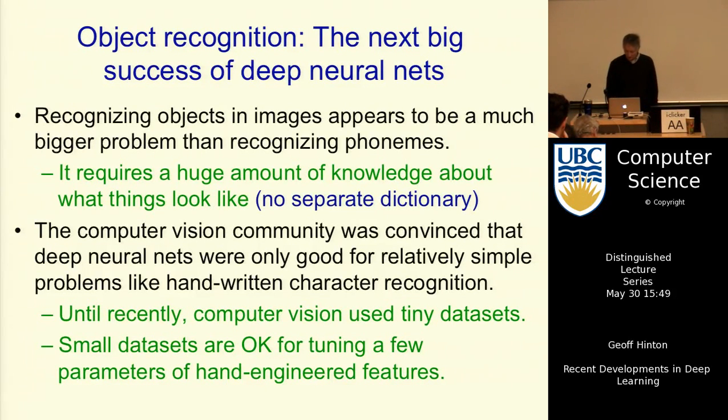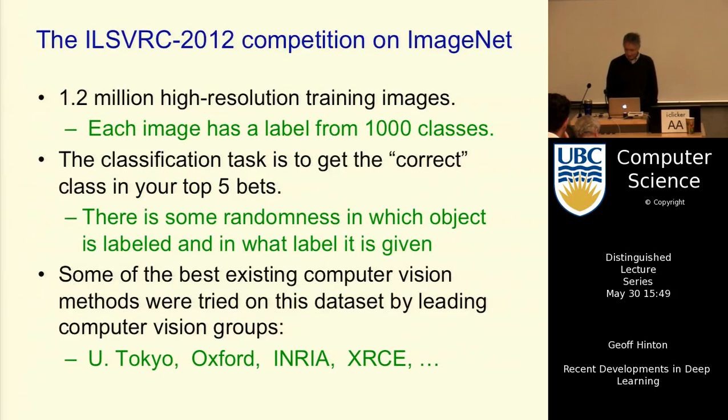But eventually they produced big data sets. And so they produced a data set with 1.2 million high-resolution training images. And the task is to identify 1,000 different object classes. Each image has been labeled. Now, the images contain several things, so you can't necessarily tell what label it's going to have. So the rules of the game are you get to give 5 bets. And if the label that a person associated with the image is in your top 5 bets, you win, otherwise you lose.